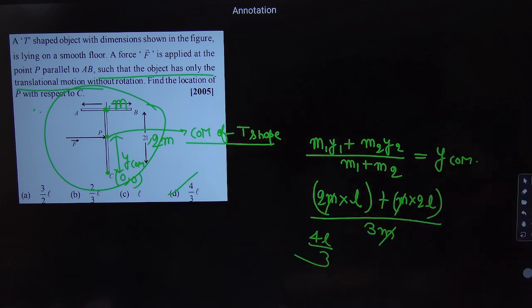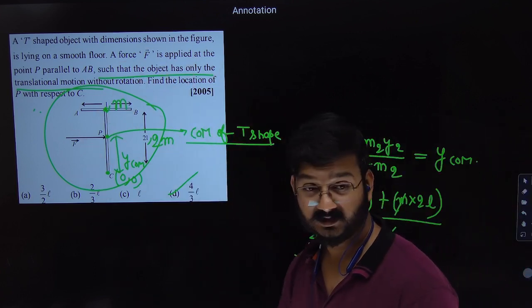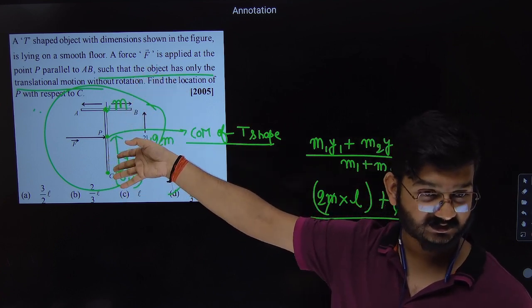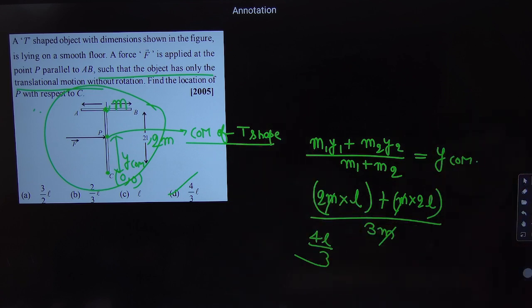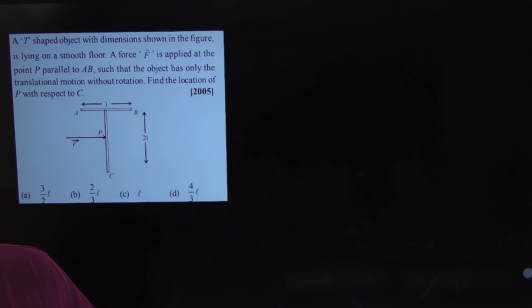Any problem? Y1 is the center of mass of the first particle. Y2 is the center of mass of the second particle. P is the center of mass of the whole particle. Whole particle means the whole system. They told you the object is T. So P is the center of mass of the T shape. I have written it for the whole object. Clear? Any doubt? Next one.